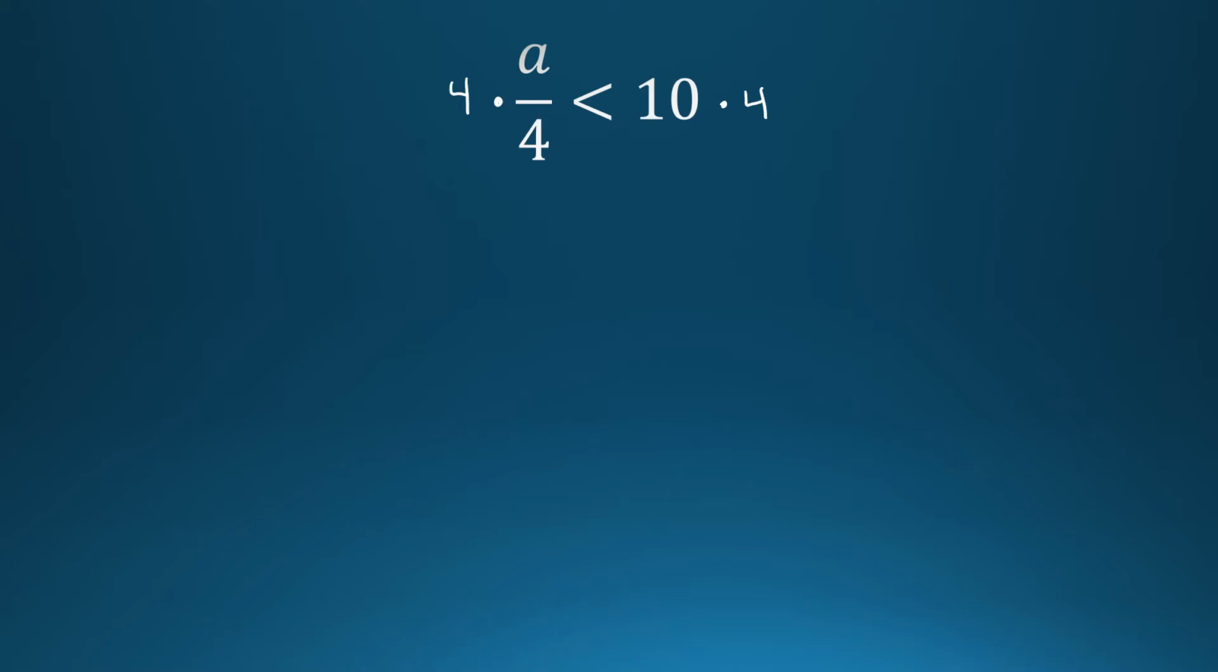On the left-hand side, our two 4's are going to cancel out, leaving us with just a. The symbol stays the same, so it's going to be less than, and then 10 times 4 gets us a positive 40. If we wanted to go ahead and graph that, I can sketch out a real quick number line here.